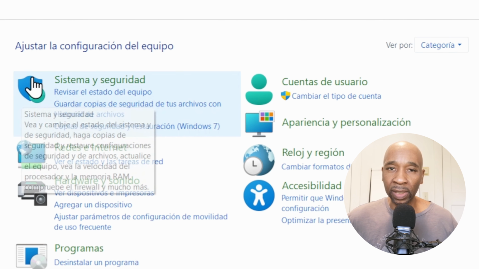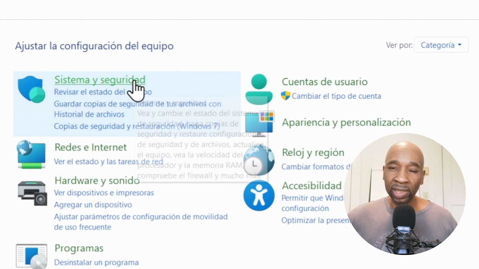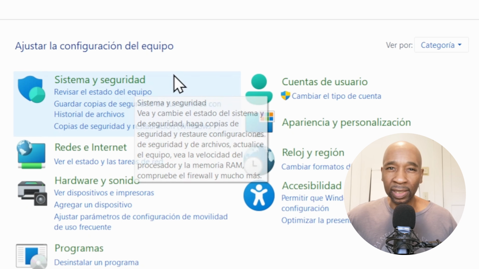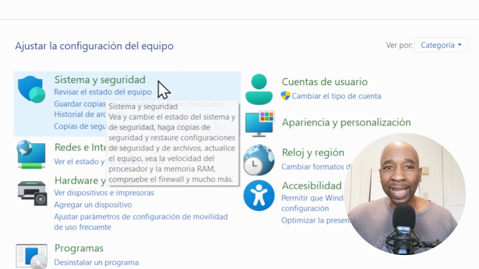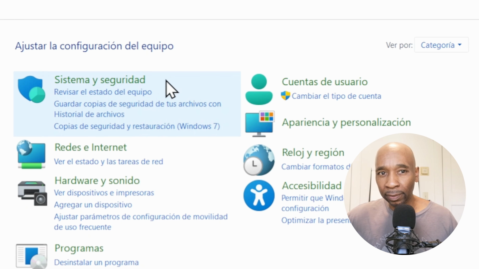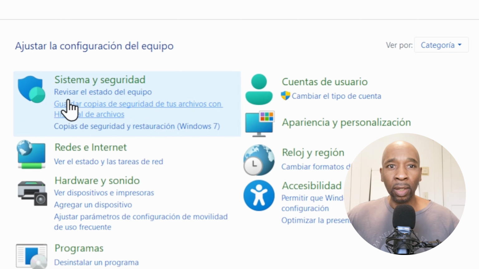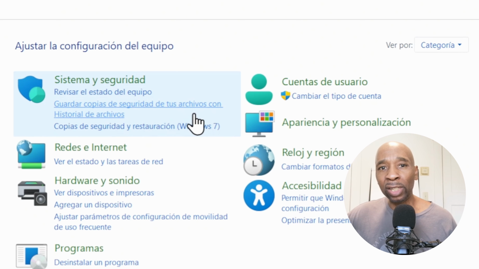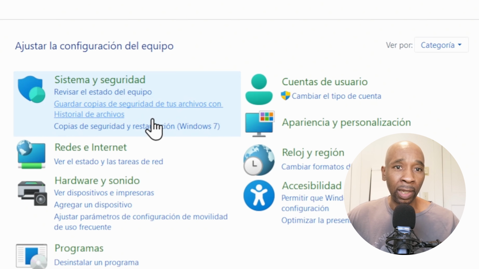So usually if you've seen this icon before, it's some system and security. And that's exactly what this means. Sistema y seguridad. Okay? So under this, you can revisar el estado del equipo, revise the state of your equipment, guardar copias de seguridad de tus archivos con historial de archivos. So you can save copies of your archives and save it with history points and archives.